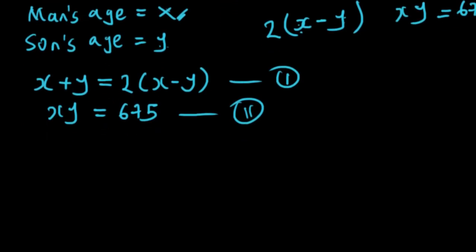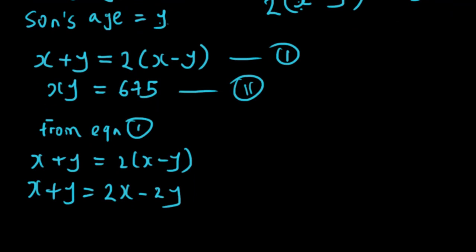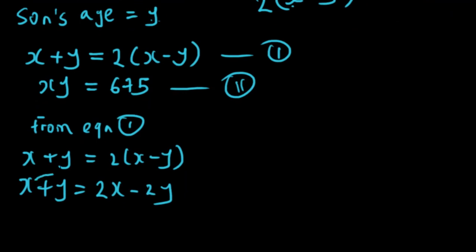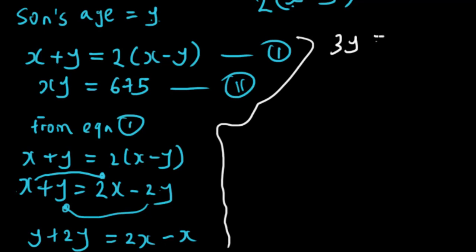Now let's try to solve this. This is a simultaneous equation. From equation 1: x plus y equals 2 into bracket x minus y. If I open this bracket, I have 2 times x, 2x, and 2 times minus y is minus 2y. Now can I collect like terms? Bring x together, bring y together. If x comes to this side, while y comes to the other side, I'll have y plus 2y equals 2x minus x. Minus 2y, when it crosses, becomes plus 2y. x, when it crosses, becomes minus x. Y plus 2y gives me 3y, equals 2x minus x, which gives me x. So in actual fact, x equals 3y.